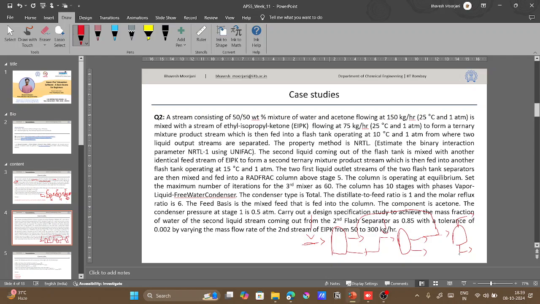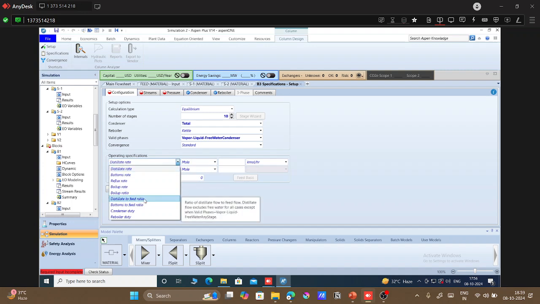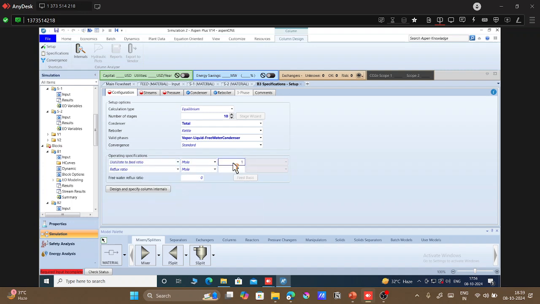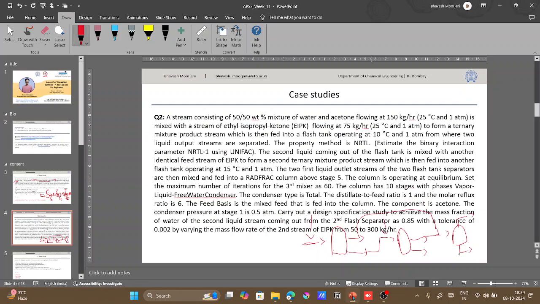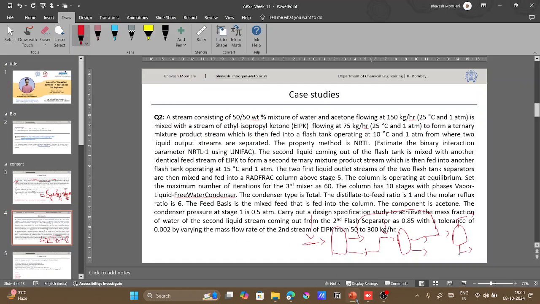And then what other details do we have? Distillate to feed ratio is given as 1. Reflux ratio is given as 6. Okay, now there is one more thing that has been provided. It has been said that for the reflux ratio, the feed basis is the mixed feed that is fed into the column.